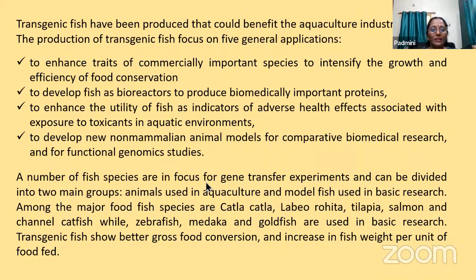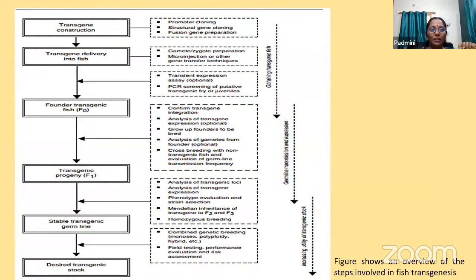Okay, so these are the constructions of the transgene that you can use. For example, transgene construction: you're going to have promoter cloning, structural gene cloning, and fusion gene preparation. So that is construction of a transgene. Then transgene delivery into the fish: gamete or zygote preparation is done, and then you're going to do it by microinjection or electroporation technique.